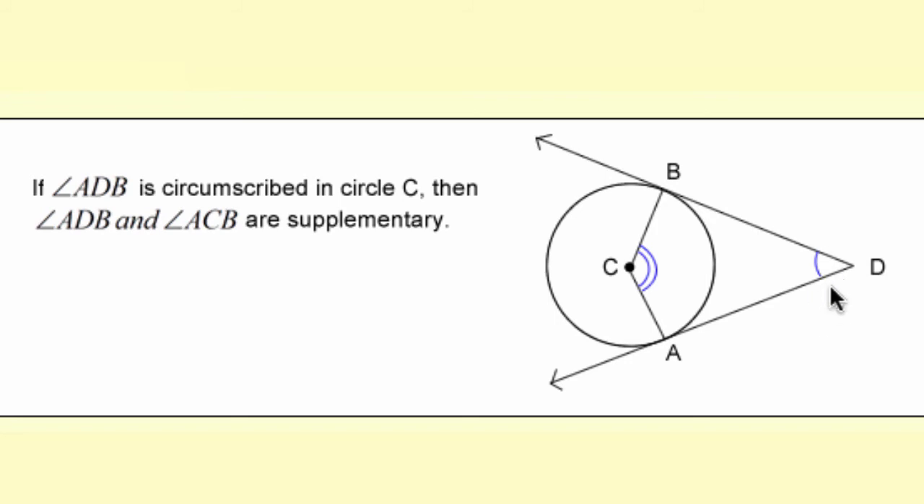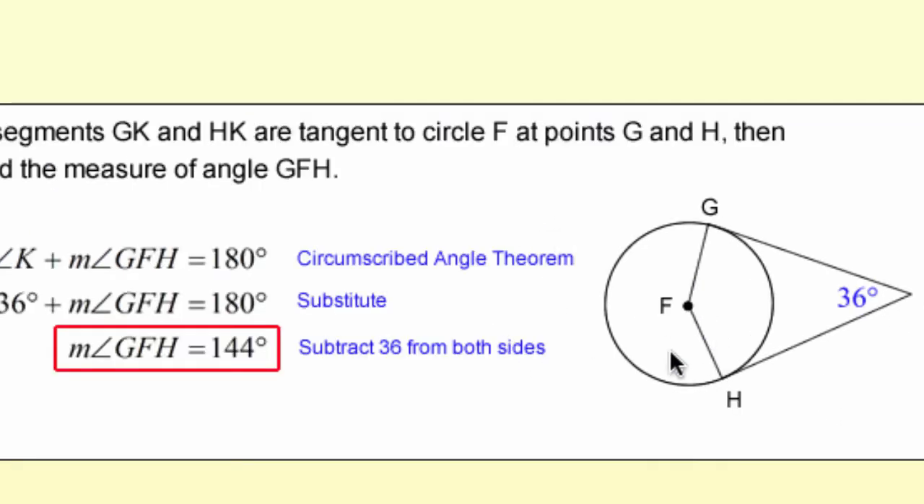A circumscribed angle and its associated central angle are supplementary. So angle D and angle ACB are supplementary to each other. So you can use that to solve for unknown angle measures. If you know the circumscribed angle, you can solve for the central angle by knowing they're supplementary and they should add up to 180 degrees.